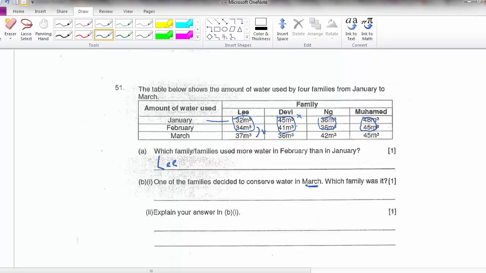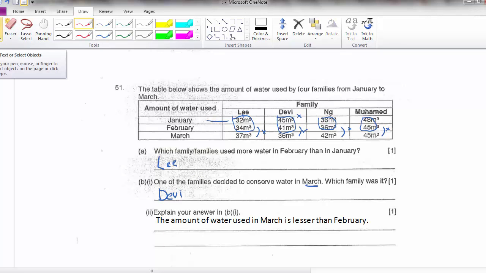The Devi family, there is a drop, so the Devi family conserved the water. Ng family, there's an increase, so not them. And for the Muhammad family, it's the same, so obviously not them as well. So which family conserved the water? The Devi family. So then we need to explain, so your explanation will look something like this.